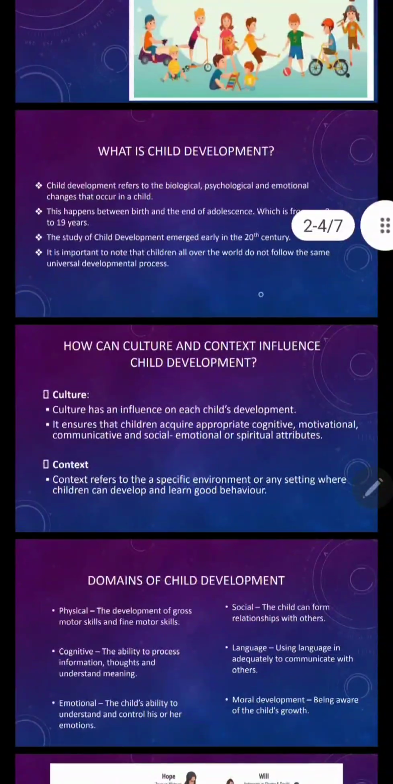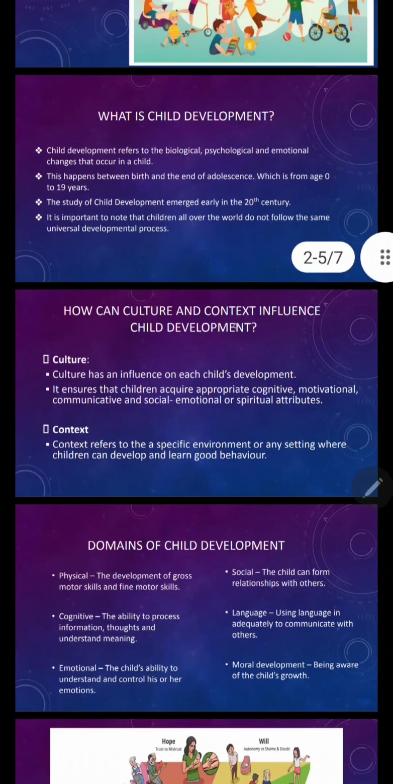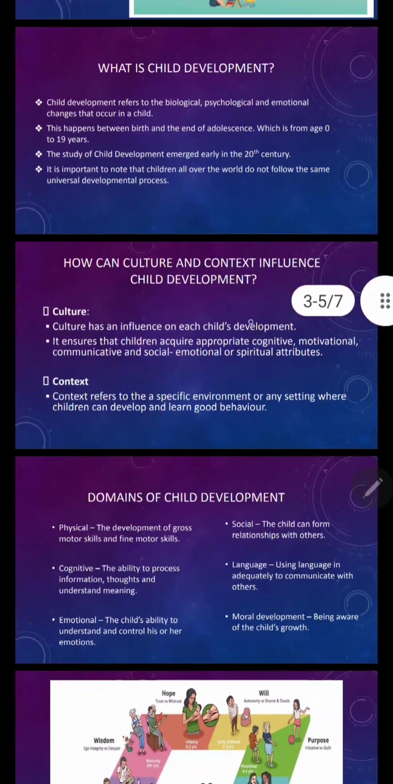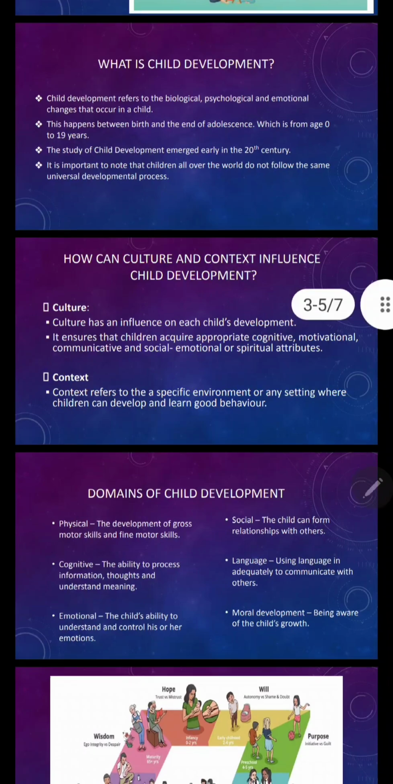The next slide discusses how culture and context can influence child development. Culture has an influence on each child's development. It ensures that children acquire appropriate cognitive, motivational, communicative, social, emotional, or spiritual attributes. Context refers to a specific environment or any setting where children can develop and learn good behavior.